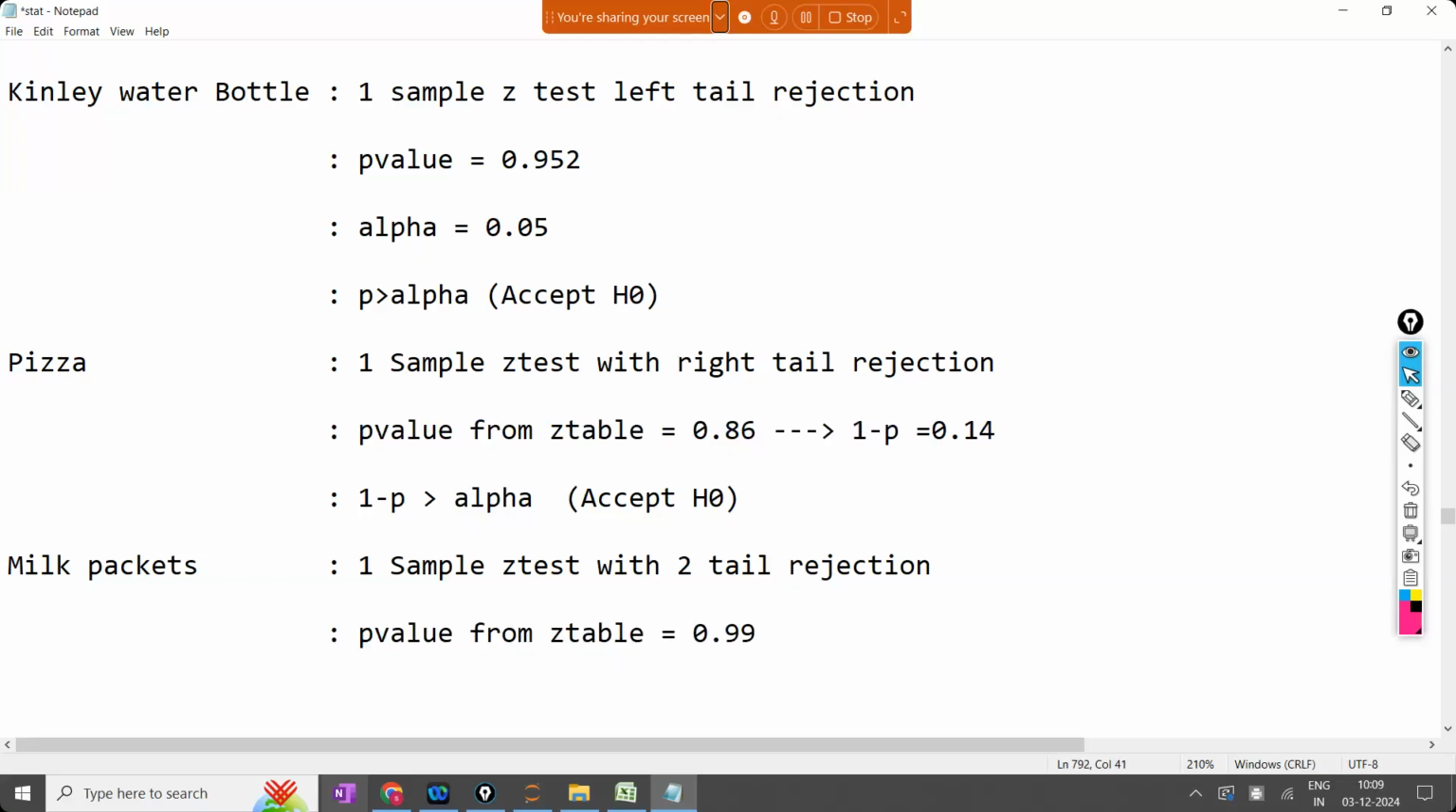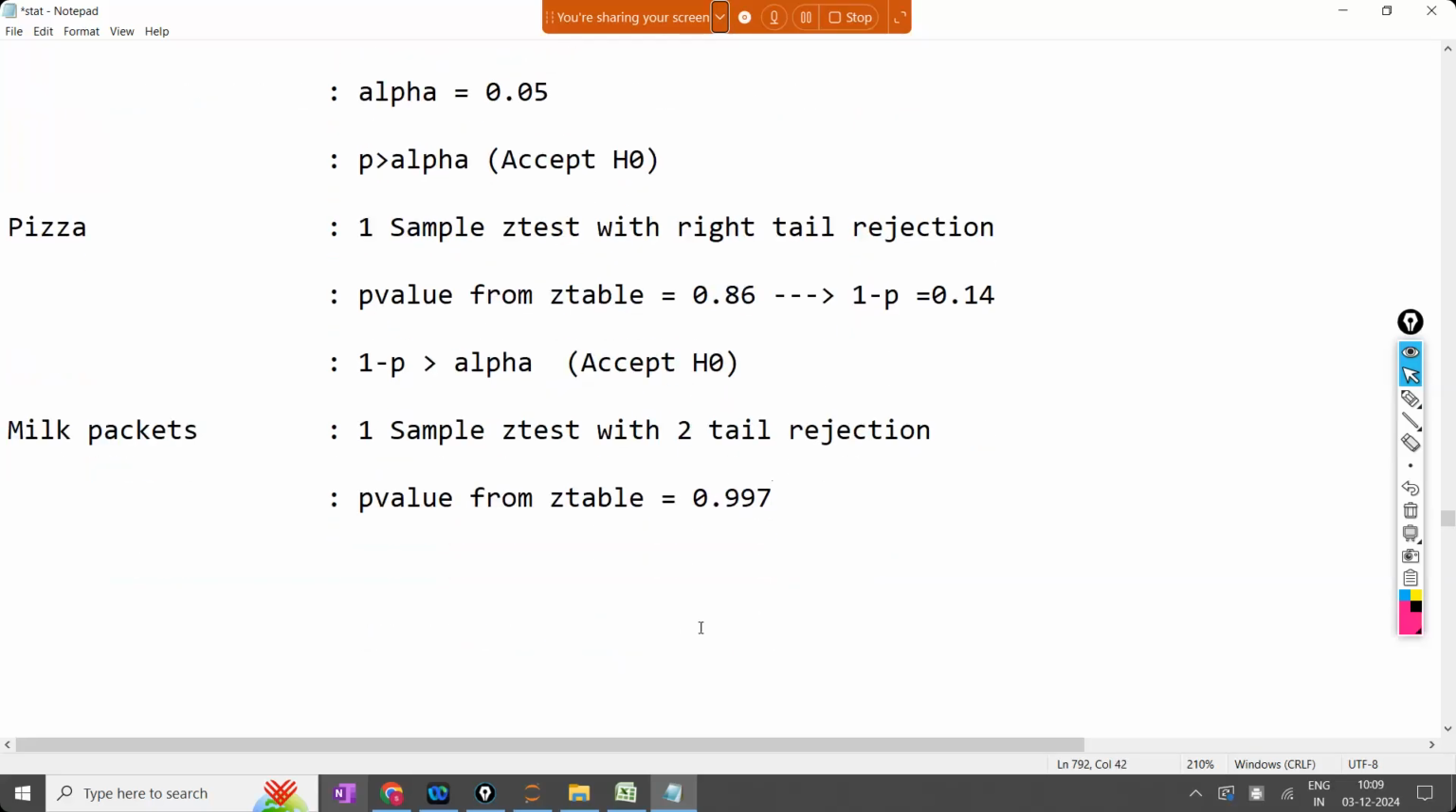0.9969, so almost 0.997. So what is the area you got? It is the left side area. But for two-tailed rejection, the right side area is also there now. Who will calculate the right side area? That is the reason we have to do 1 minus P for the two-tailed rejection. Now you have to multiply by 2: 1 minus P into 2. What is the P value you are having?